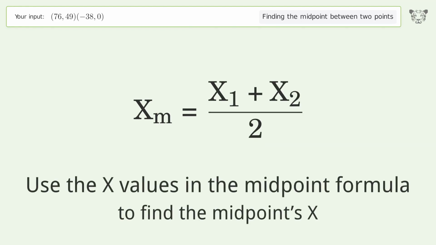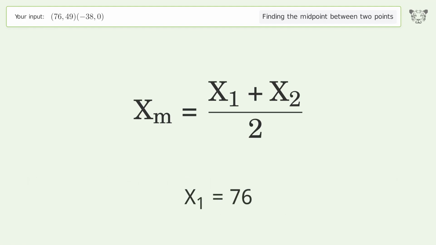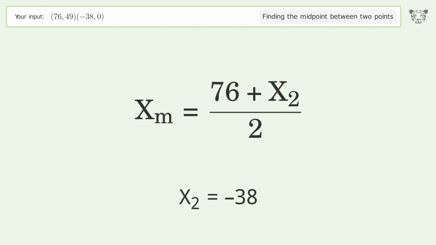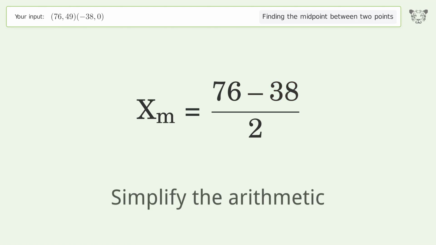Use the x values in the midpoint formula to find the midpoint's x. x1 equals 76. x2 equals negative 38. Simplify the arithmetic.